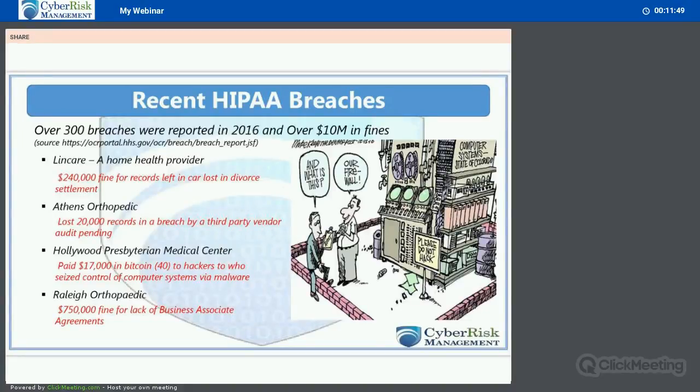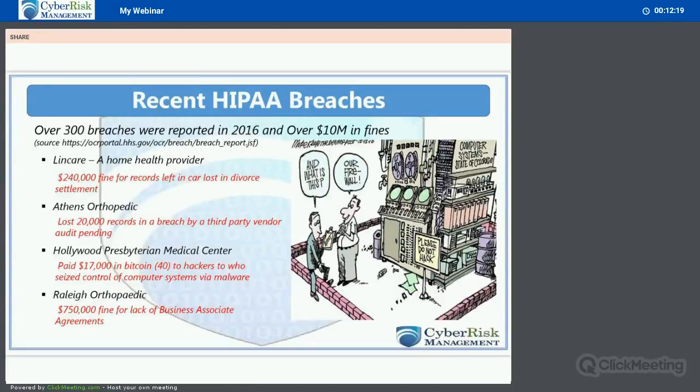And then Raleigh Orthopedic, this was a few years ago. They've already had the fine issued by the Office of Civil Rights, but they did not have a business associate agreement in place with their medical records vendor. And because of the lack of agreement, they were fined $750,000. This is not a really big group. There are either 10 or 12, my memory doesn't serve, doctors in that practice, and they were fined $750,000.